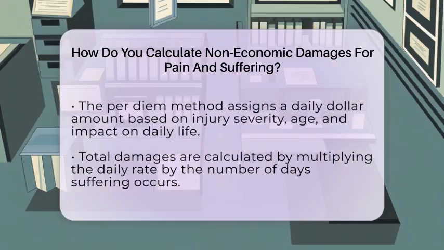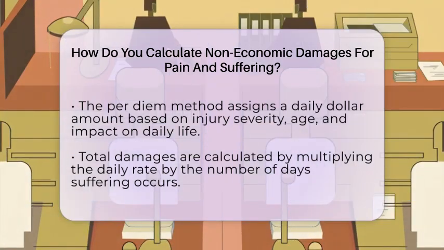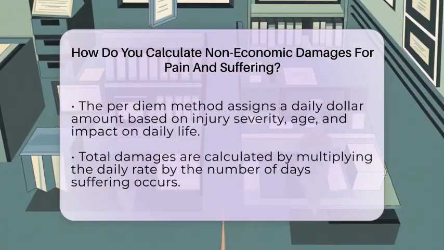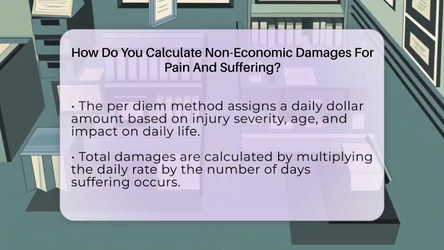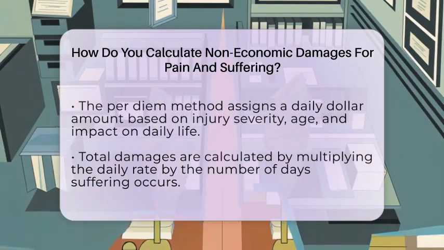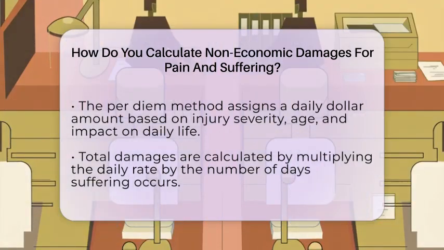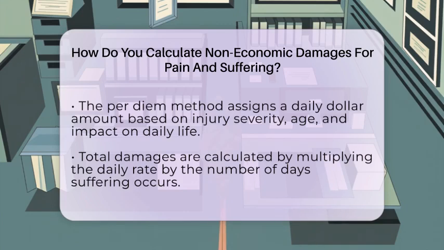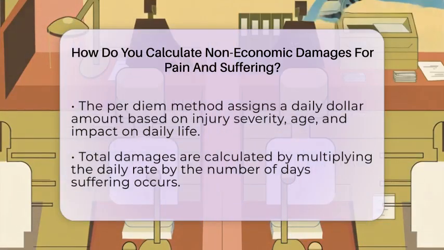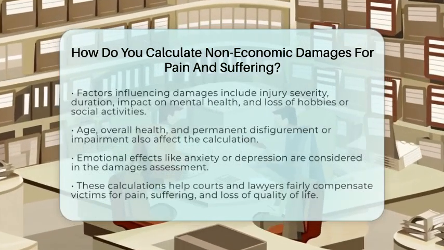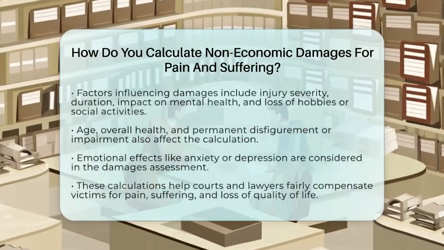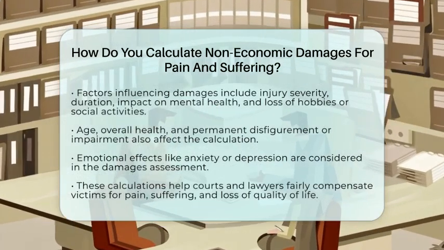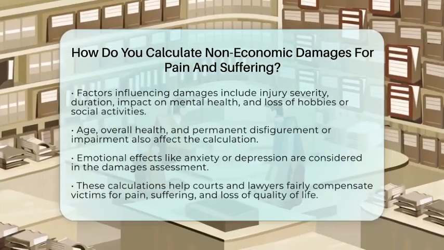and emotional struggles. Several factors influence how damages are calculated. The severity and length of the injury matter a lot. How much the injury impacts daily activities, emotional health, or mental well-being also plays a role. If the injury causes anxiety, depression, or post-traumatic stress disorder, those feelings are considered. The age and overall health of the injured person are important too, as well as any permanent disfigurement or impairment.